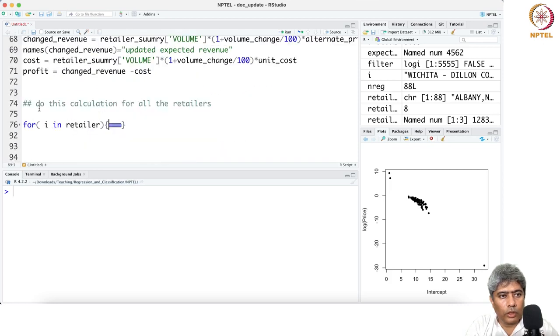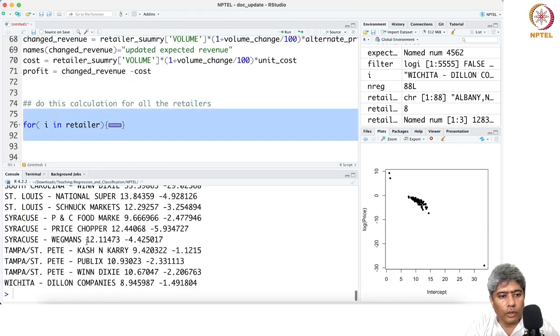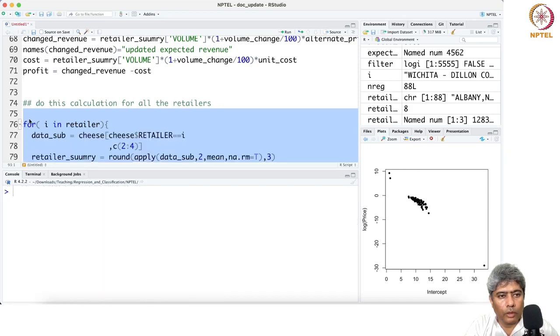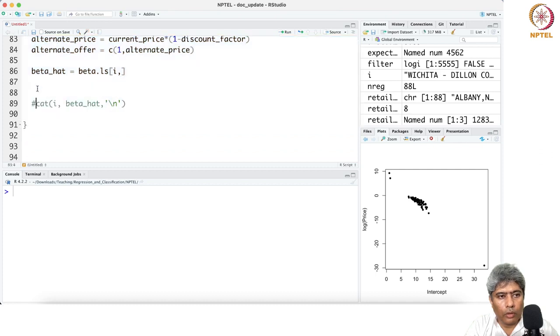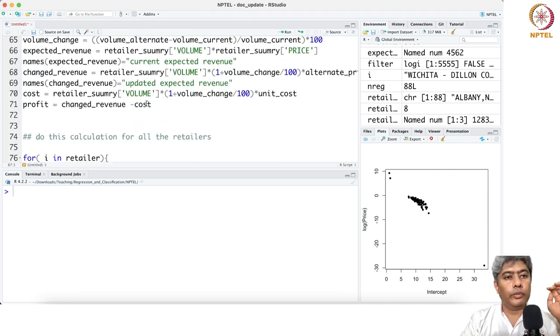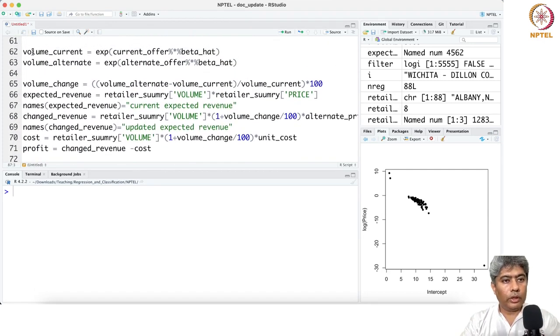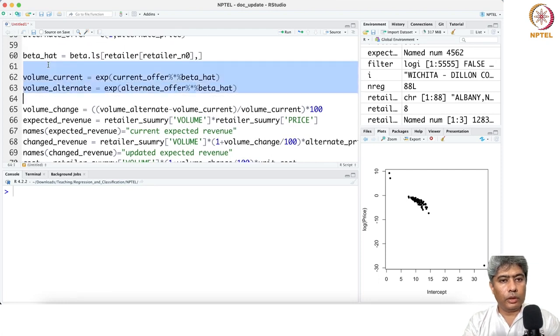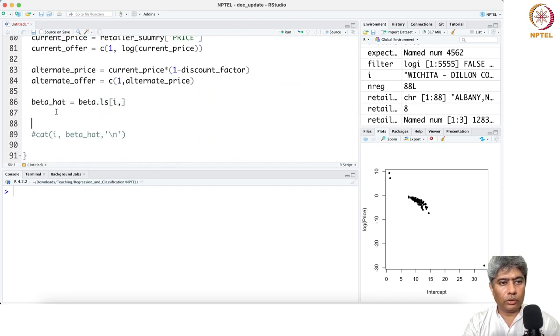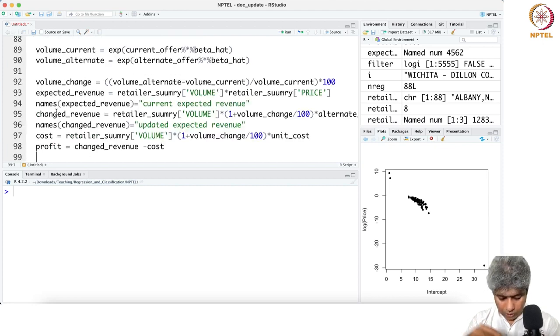So let me just check if it is doing well. Yeah, okay, fine. Now what I'm going to do is calculate the current volume and the expected volume. These things will be exactly the same, no change. So there will be no change.